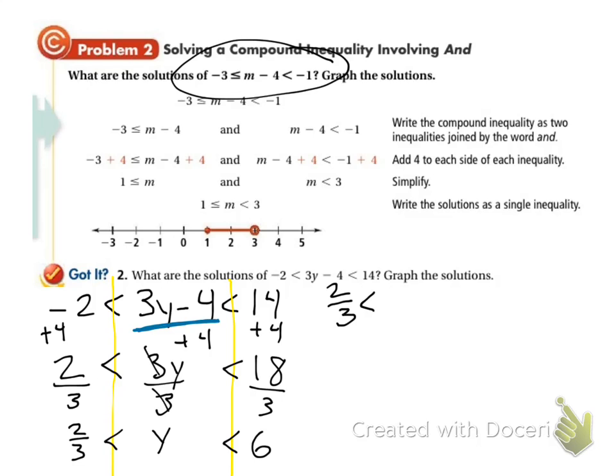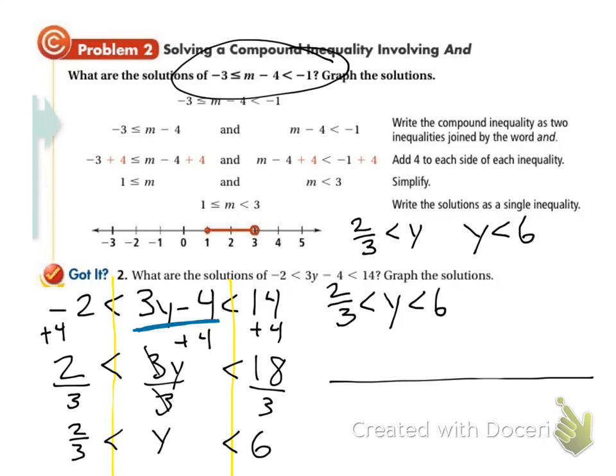2/3 is less than y, which is less than 6. If I want to see what that looks like in 2 different things, that's 2/3 is less than y, and y is less than 6. And then I'm going to graph that on one graph. Another way, you really don't necessarily have to graph it in 2 different chunks. I don't have to graph this and then stick them together. I can just do this all in one number line.